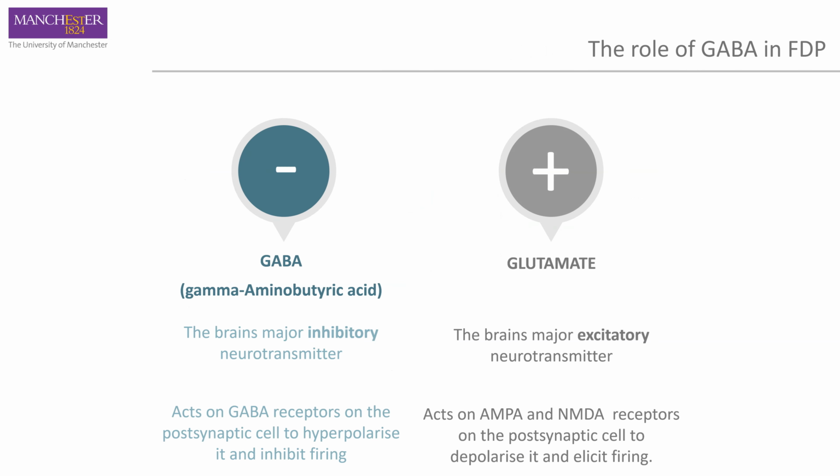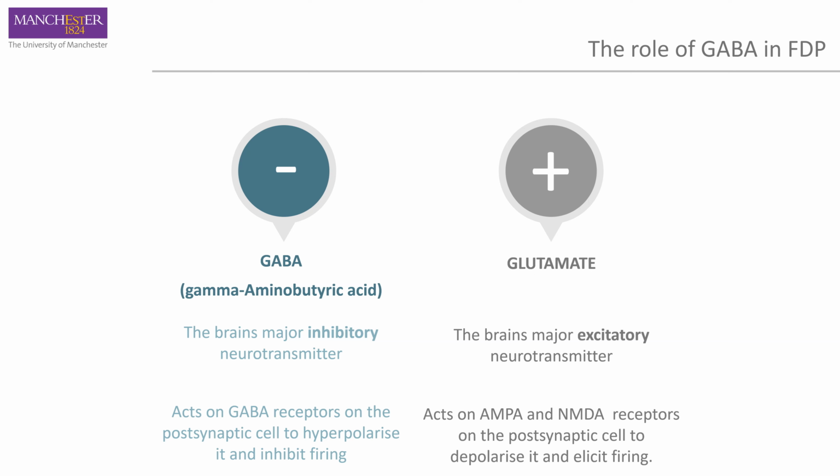Now, the final thing I want to talk about is the effect of frequency-dependent plasticity or stimulation on neurochemistry. I'll just introduce the brain's two major neurotransmitters in advance of that. So GABA is the brain's major inhibitory neurotransmitter, and it acts on at least 2 types of GABA receptor to hyperpolarize postsynaptic cells. And glutamate is the major excitatory neurotransmitter found in the brain. It acts on AMPA and NMDA receptors to elicit firing in the postsynaptic cell.